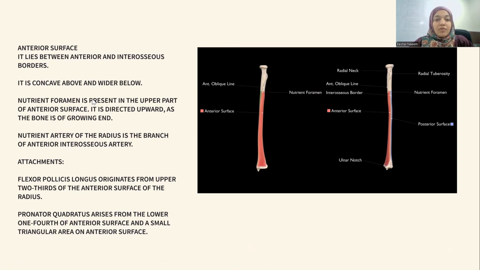Now attachments. The flexor pollicis longus originates from the upper two-thirds of the anterior surface of the radius, and the pronator quadratus arises from the lower one-fourth of the anterior surface and a small triangular area on the anterior surface, right? The small triangular area is very easy to see. So we have the flexor pollicis longus on the upper two-thirds, and the lower one-fourth gives attachment to the pronator quadratus.